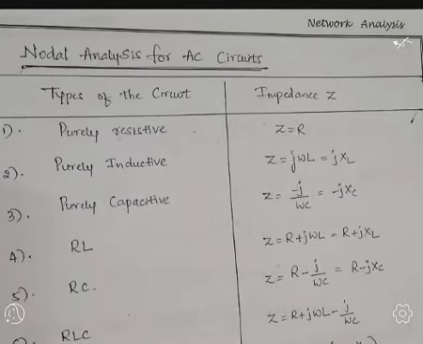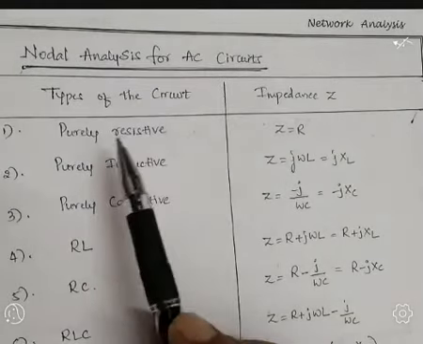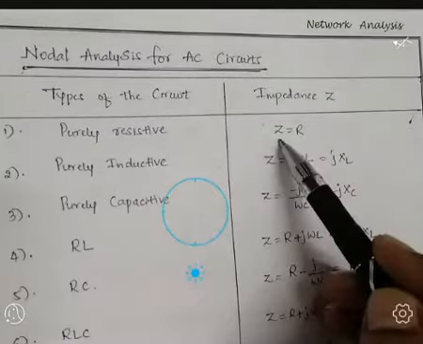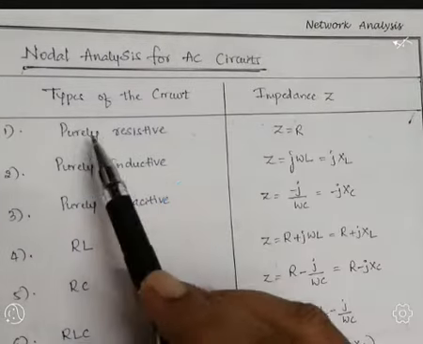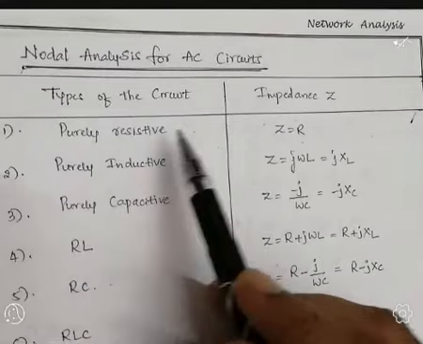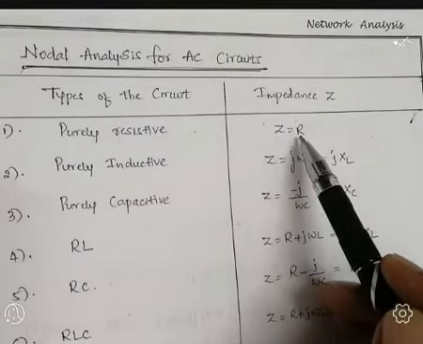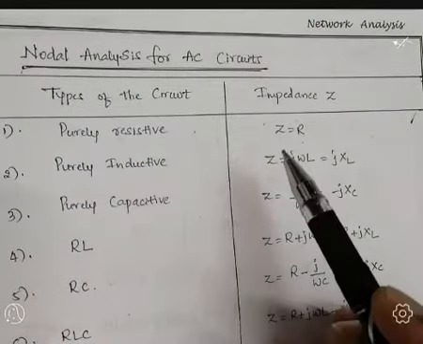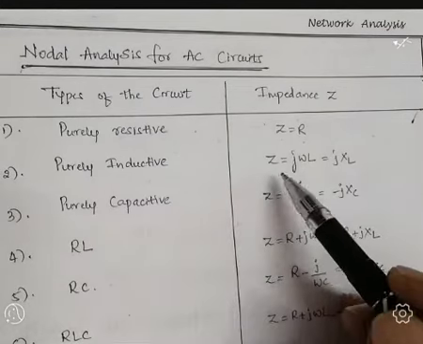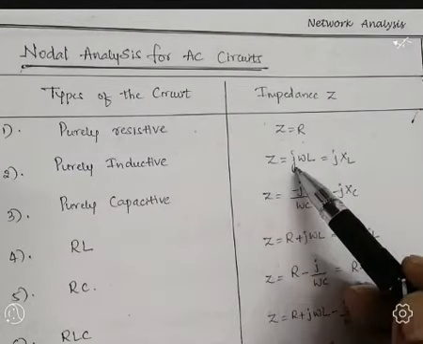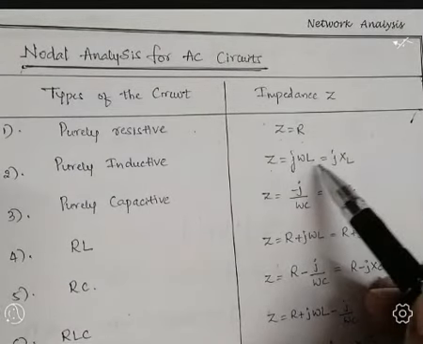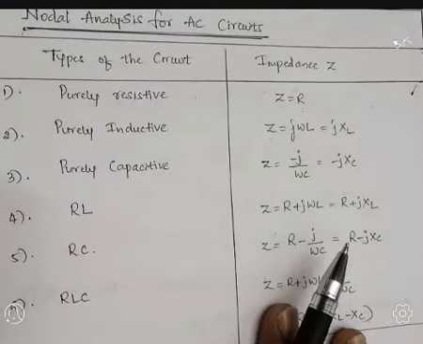How are we going to take the impedance values for the given circuit? If the circuit is said to be purely resistive, then that circuit has the impedance Z equal to R. So it is clearly mentioned here. Next category, if the circuit is said to be purely inductive, then the impedance of that inductive circuit is written as Z equal to j omega L, or we can write omega L as XL, X suffix L.